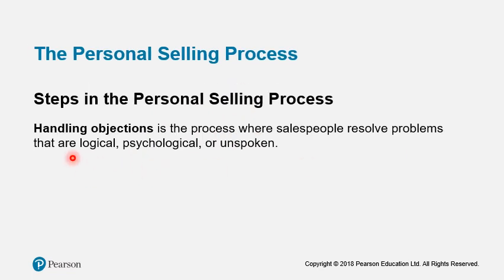And then handling objections is the next step, where along the way, as you have done your presentation, there will be some objections by your potential buyer. Perhaps they are trying to say no to your product, or they see negativity in your product. So handling objections is the process where the salesperson will try to resolve the problems that are logical, psychological, and also unspoken. Perhaps you will be able to look at their face when they make some gestures, or some non-verbal communication. So you should be able to show them by doing some demonstration and further explain about the product that you are selling.